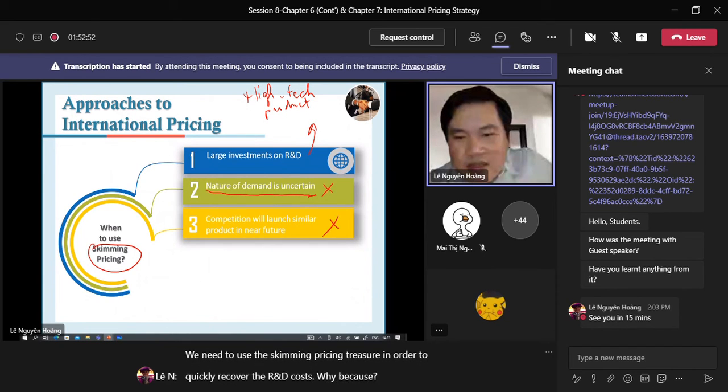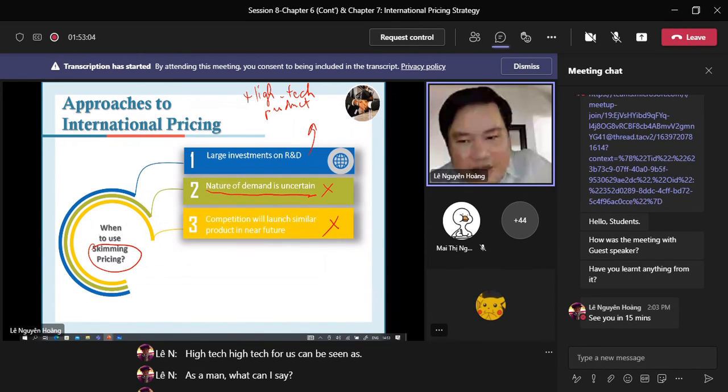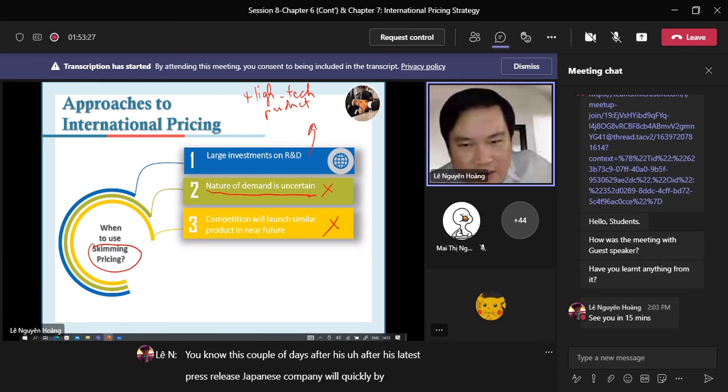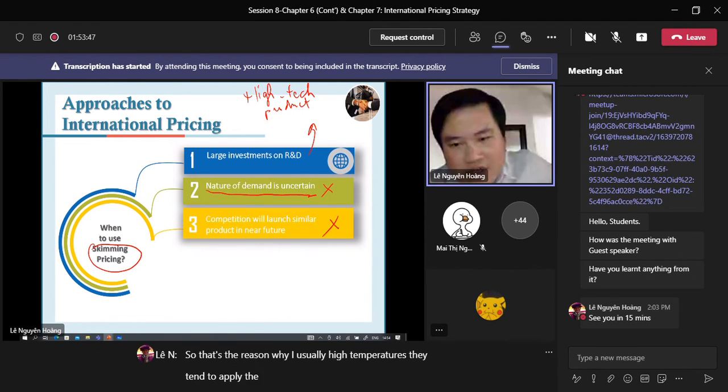Because high-tech products can be seen as easy-to-copy products. You know, Apple or famous brands such as Apple. Just a couple of days after its latest product release, a Chinese company will quickly buy one product from Apple, the latest product, break it into parts, and then make a copy with a much cheaper component. So that's the reason why usually high-tech products tend to apply the skimming pricing strategy.